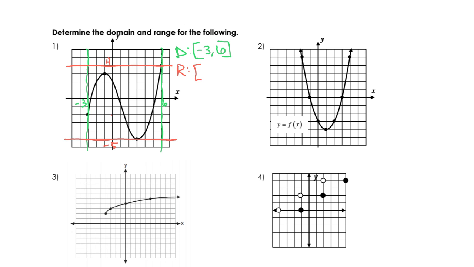So remember the lowest number first, which is hard for us because we normally do top to bottom. But with range, we have to go bottom, because that's the lowest number, to top. And we're going to use brackets because we have closed circles at each one of those, and we're going to include them. Okay. That is interval notation.